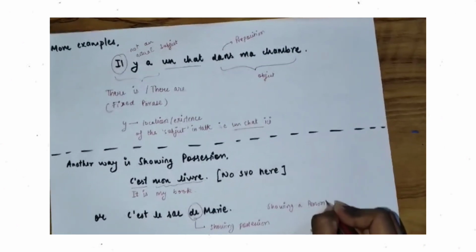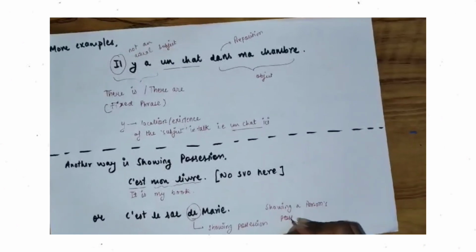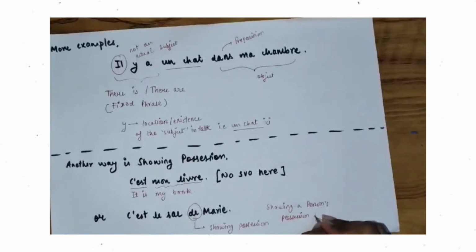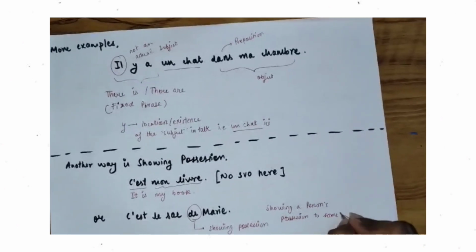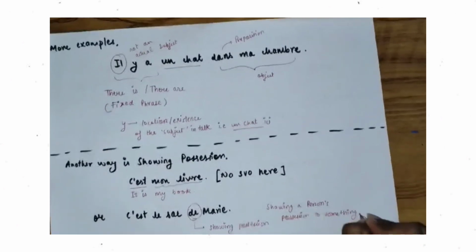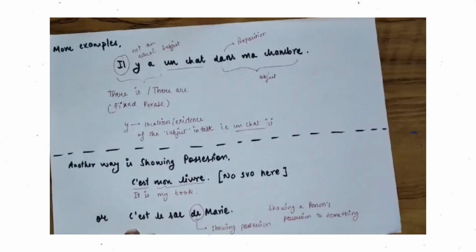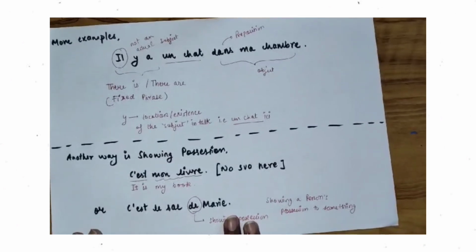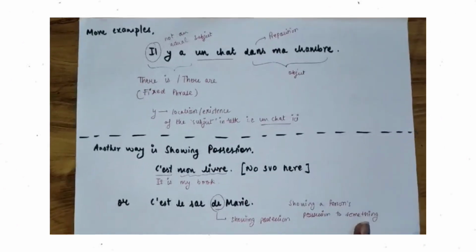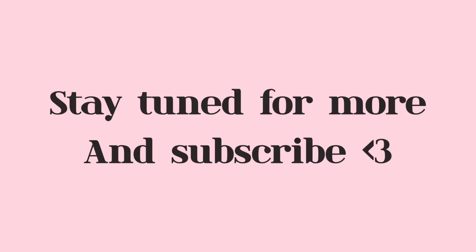So in French, we say it as c'est le sac de Marie. The de is showing the possession of the bag to Marie, le sac de Marie. Hence, the sentence comes out to be c'est le sac de Marie. So this is all for the ways of sentence formation in French. In the next coming videos, we'll learn more about the French language.